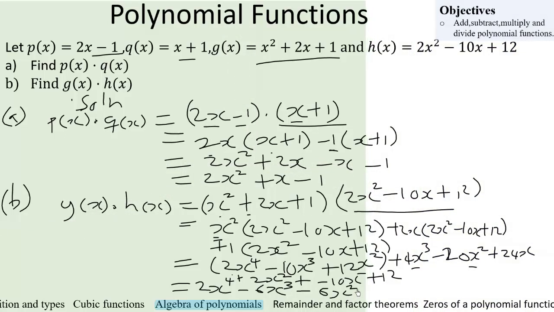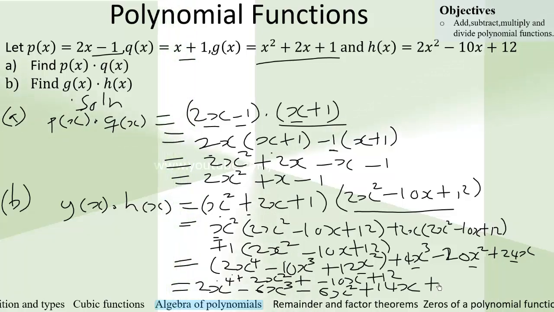Then we have the x's. So the x's, we have 24x. Then we have minus 10x. That will give us 14x. So plus 14x. Then we have the constants. The constants, we have 12. So plus 12.